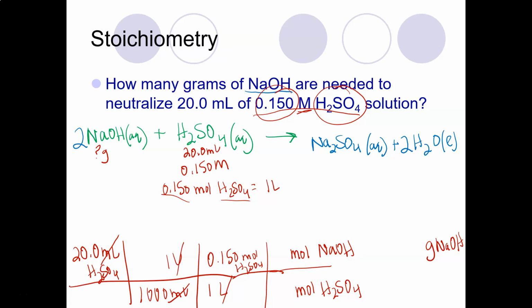To do my mole ratio, I have to come back here and look. Well, what's in front of the H2SO4? I don't see anything. That implies it's a 1. Sorry, my dogs are barking. What's in front of the NaOH? Well, a 2.